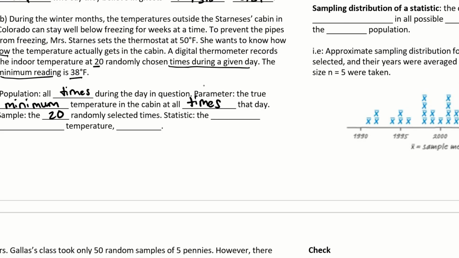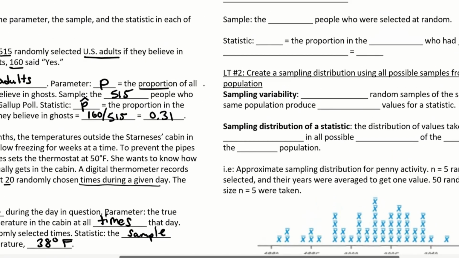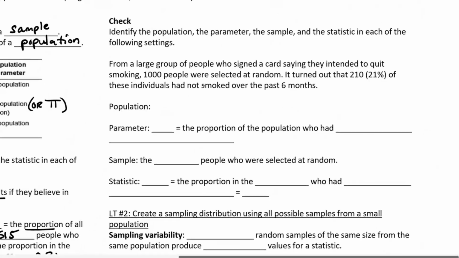The statistic is going to be the sample minimum, right? Now there's not really a symbol for the sample minimum. So we usually just call it the sample minimum temperature. There's no universal symbol for that per se. And then we got 38 degrees Fahrenheit. Okay, all right. So hopefully that makes sense. Pause the video and try the check.